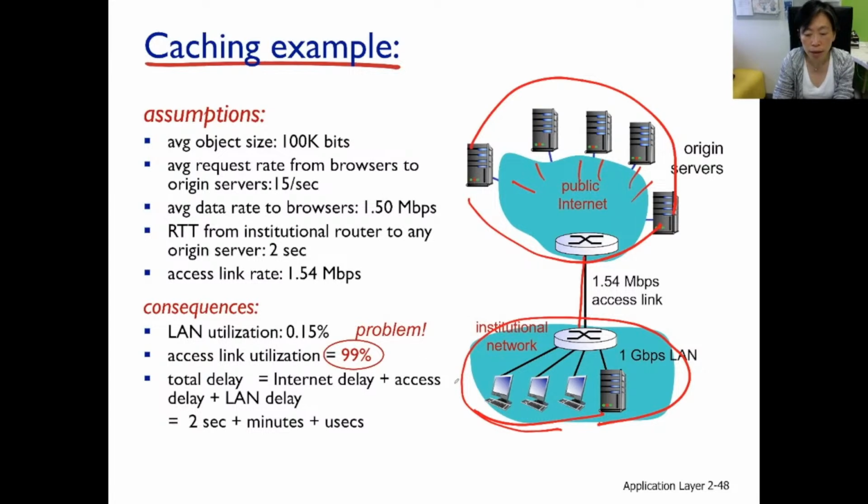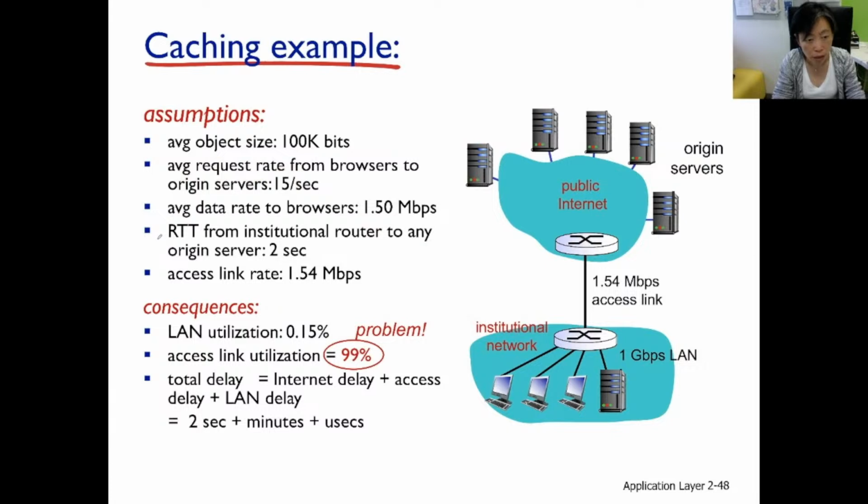Let's assume that the clients here are browsing the web, requesting objects down from the servers. The average object size is 100 kilobits, and the average request rate is 15 objects per second. Multiply the two, and you get the average bit rate coming down this way, which is 1.5 megabits per second.